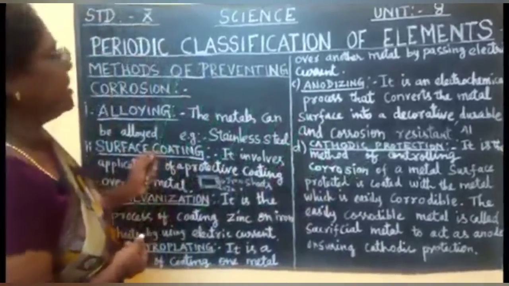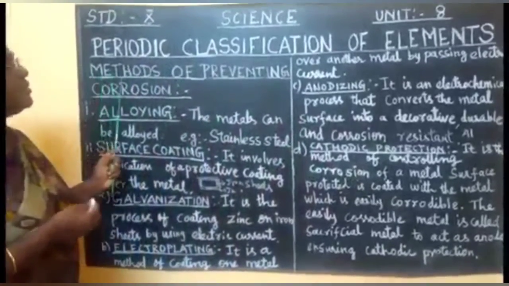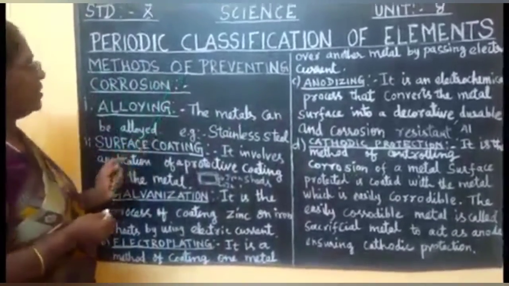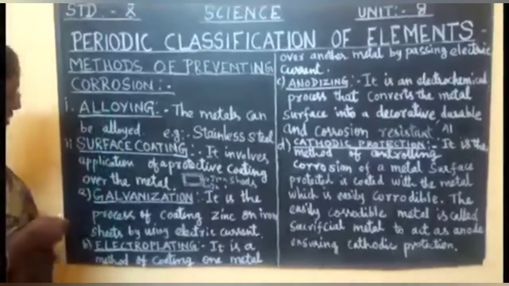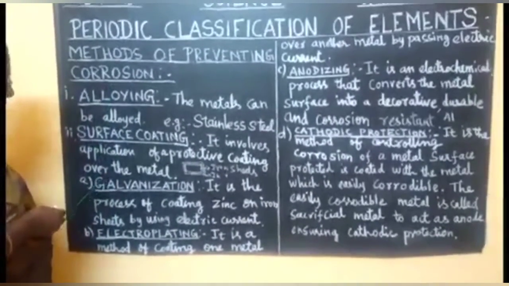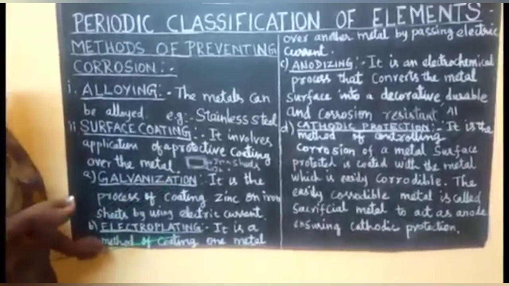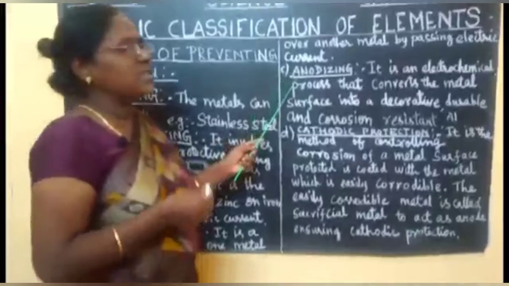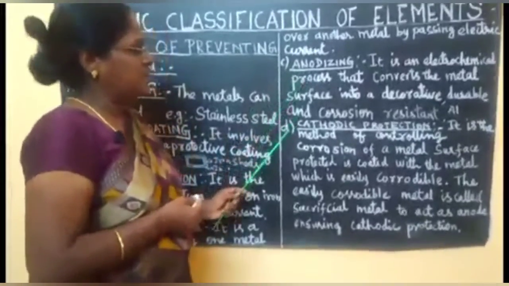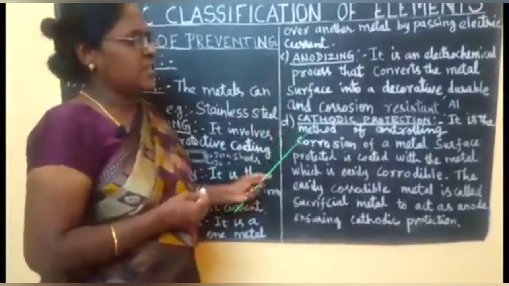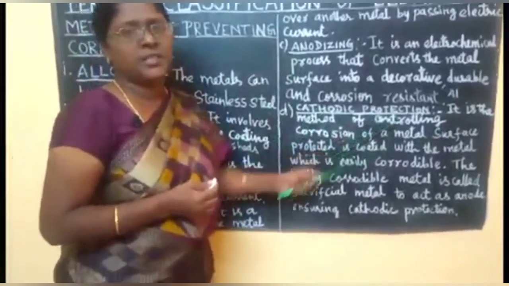Here you will get a detailed question: explain the methods of preventing corrosion. Next one, 2 mark questions. Define galvanization. What is electroplating? What is anodizing process? Last one is what is cathodic protection?